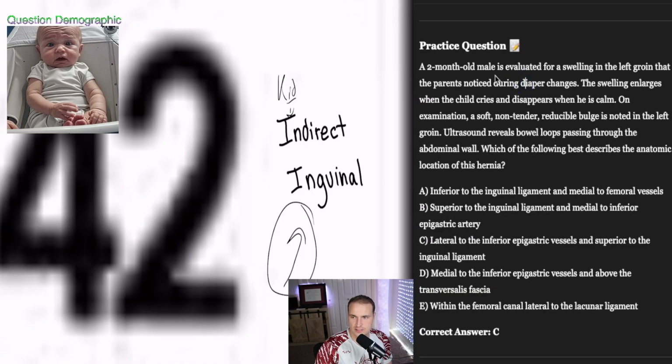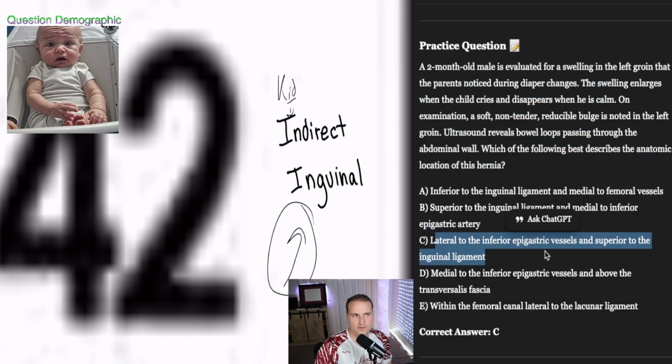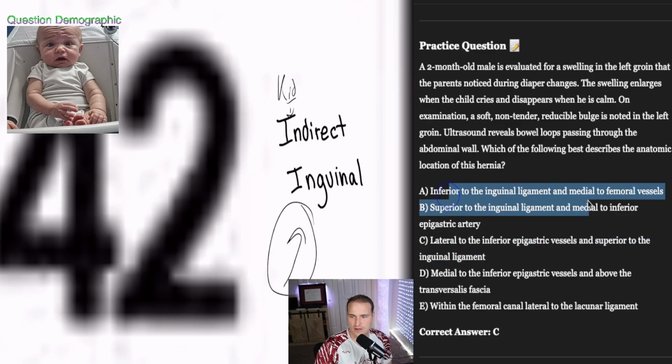And so here's our question. 2-month-old male evaluated for swelling of his left groin. The parents notice during diaper changes. Swelling enlarges when the child cries and disappears when he's calm. On examination, a soft, non-tender, reducible bulge is noted on the left groin. What's going on? It's lateral to the inferior and superior to the inguinal ligament. Indirect. What about all these other answer choices?